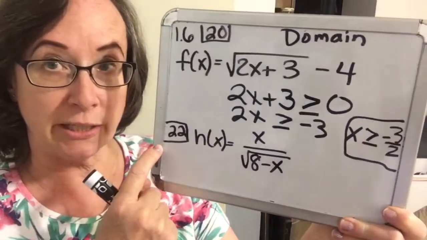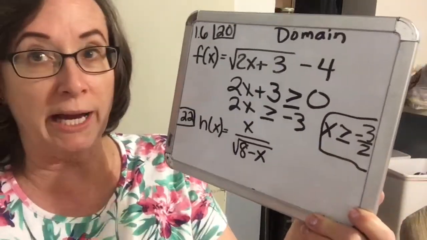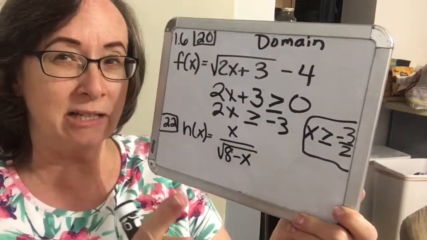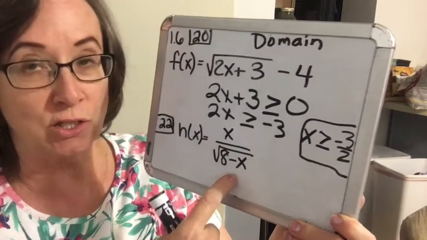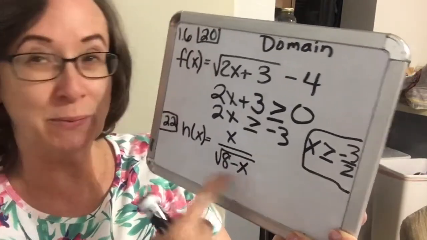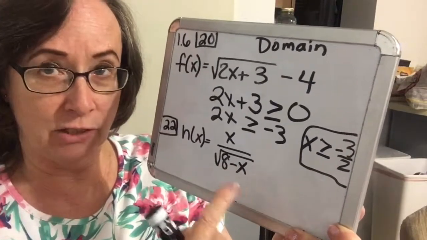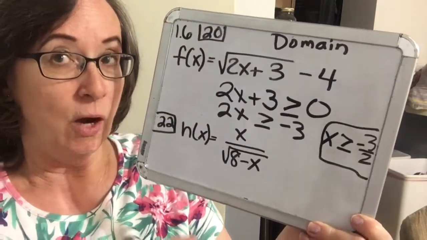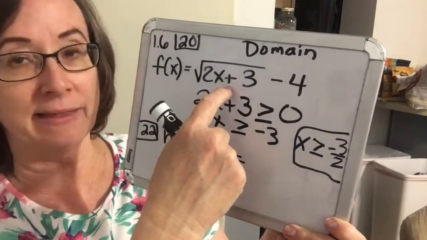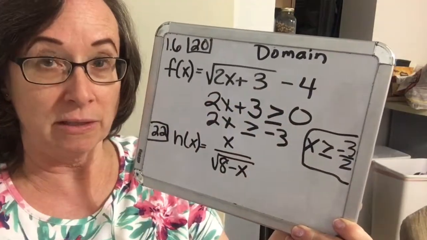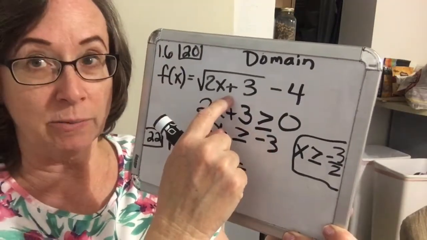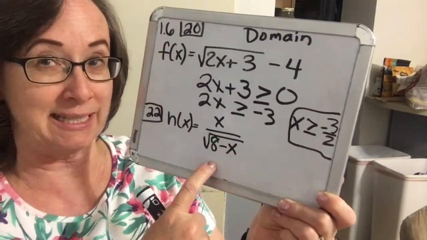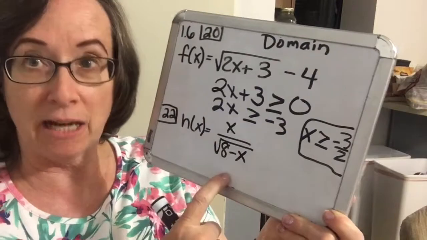This was number 22. And again, we're just trying to determine the domain. And on this one, we have one extra stipulation because we have a square root, which means we can't have a negative underneath it. But then that square root is in the denominator, which means that unlike this one, it cannot be 0. So this one, because it was in the numerator, could be 0, greater than or equal to 0. But since this one is in the denominator, it cannot be a 0.